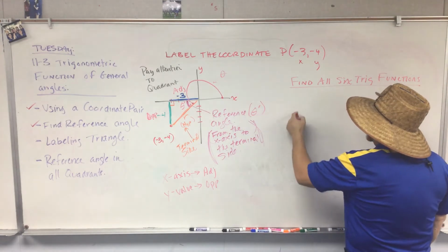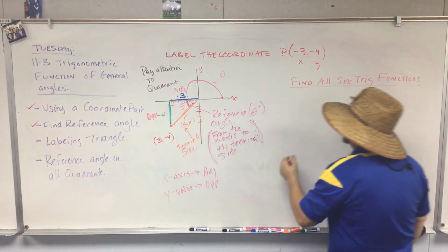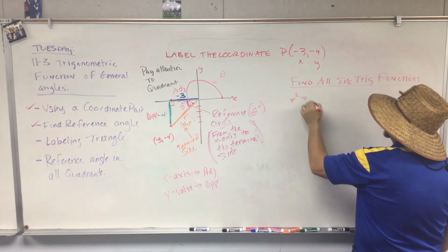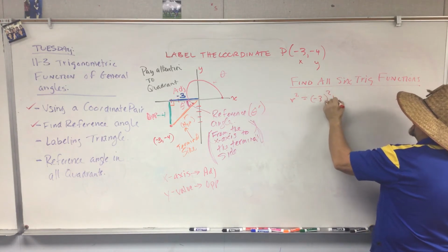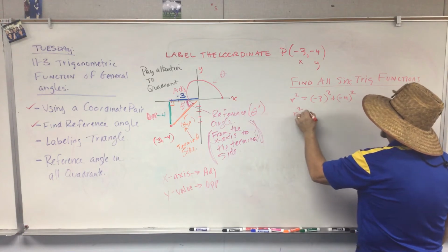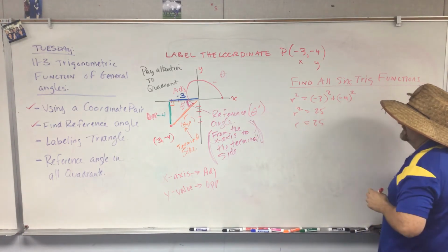So I'm given a squared, b squared. I just need to find c squared. So r squared, we'll just stay with the same labels. R squared, which is the same as c squared, is equal to (-3) squared plus (-4) squared. R squared is equal to 25. R is equal to 5.